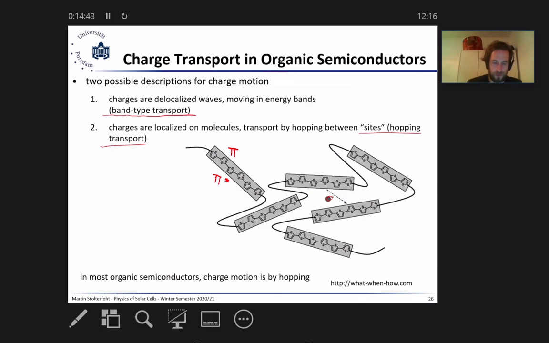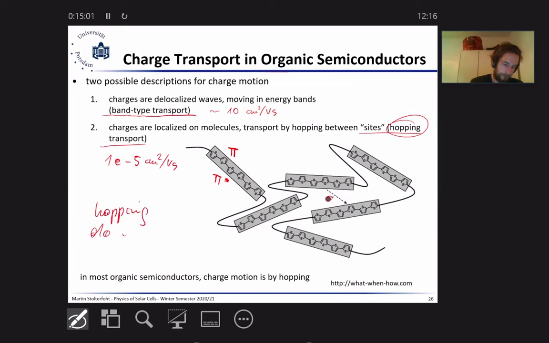Just to give you one number, this could be a mobility of 10 square centimeter per volt second, and this could be 1e-5. So this hopping dominates the transport in organic semiconductors. Okay, I need to speed up a little bit to show you some organic solar cells.